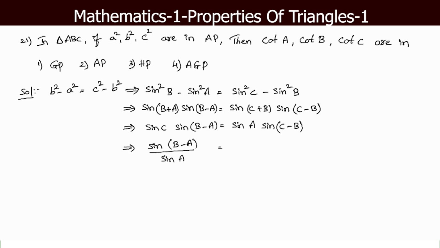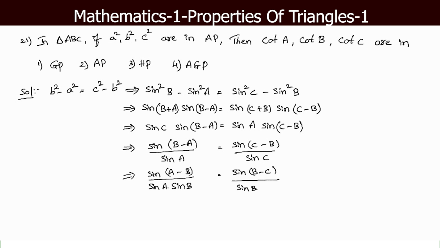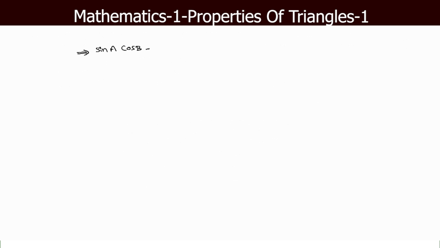So this will give you sin(a minus b). Multiply both sides with 1 by sin b. So that is sin(a minus b) by sin a sin b is equal to sin(b minus c) by sin b sin c.